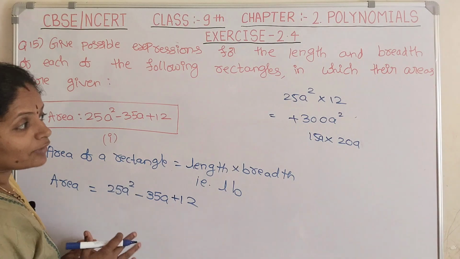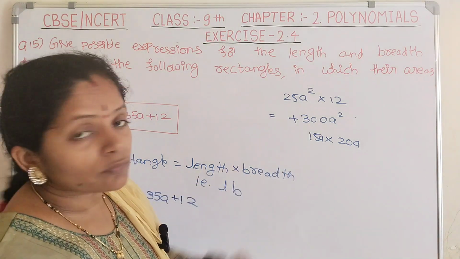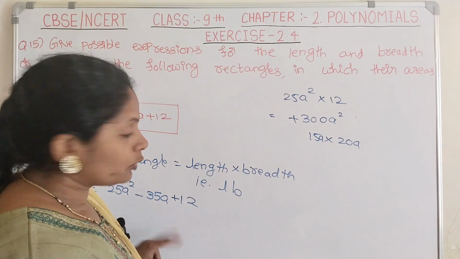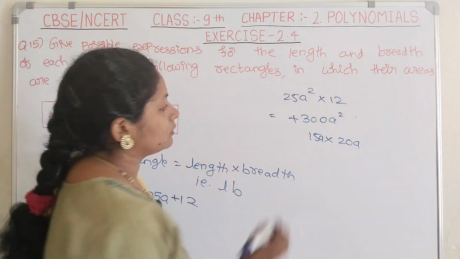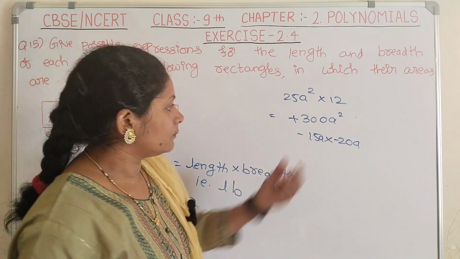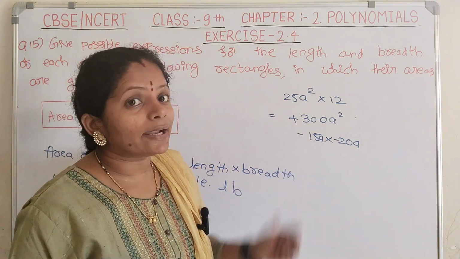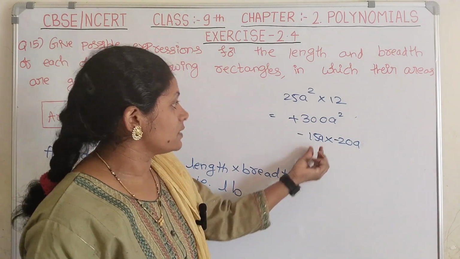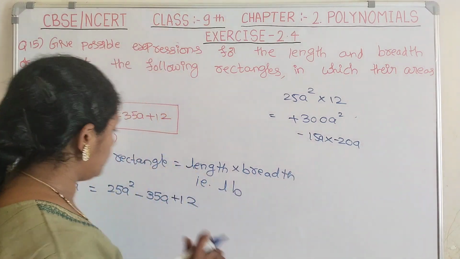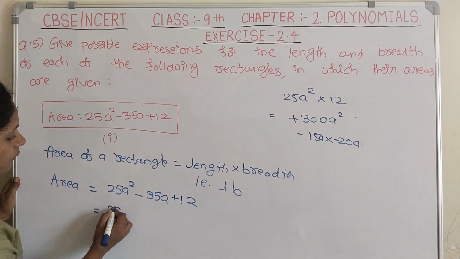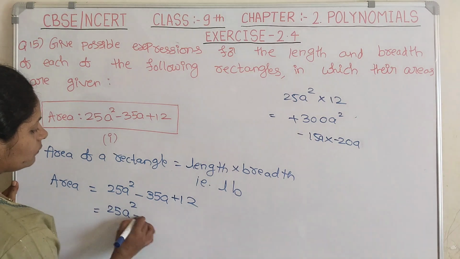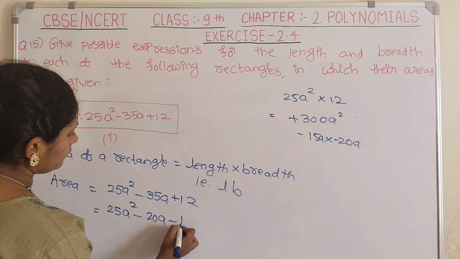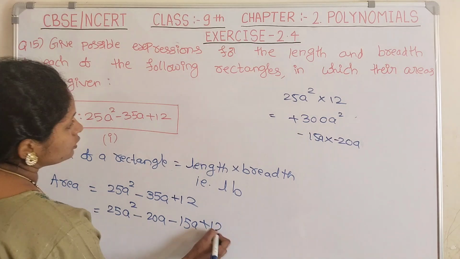Next, we have to determine the sign of these two factors. What will be the sign? We have to look at the middle term. What is the middle term? Minus. When the signs are the same, at that time we have to perform the addition operation. We know all these basic things. 15 plus 20 gives us 35. 25a square minus 20a minus 15a plus 12.